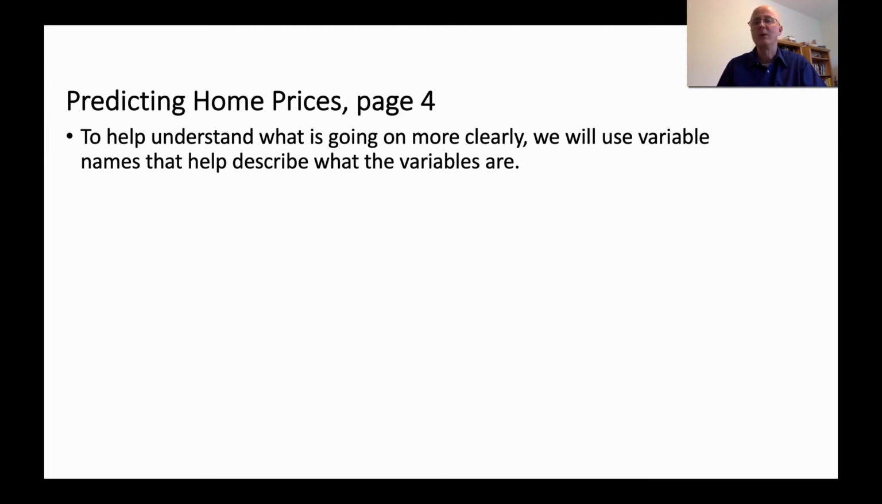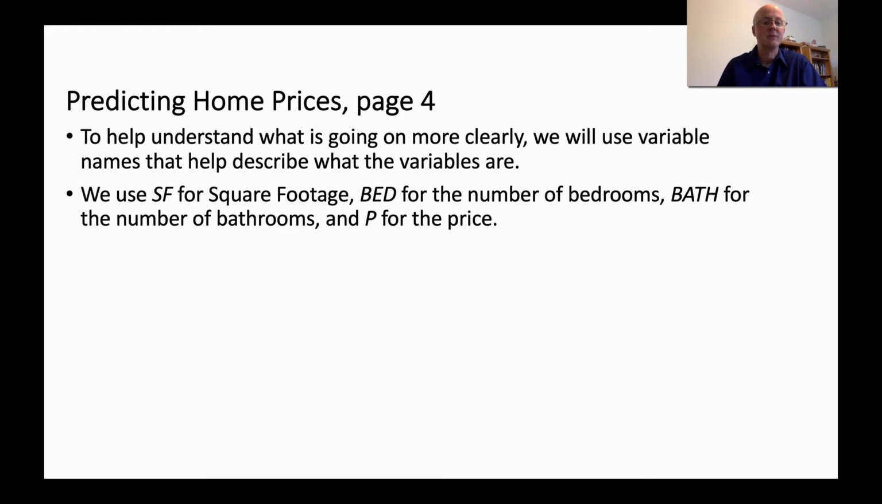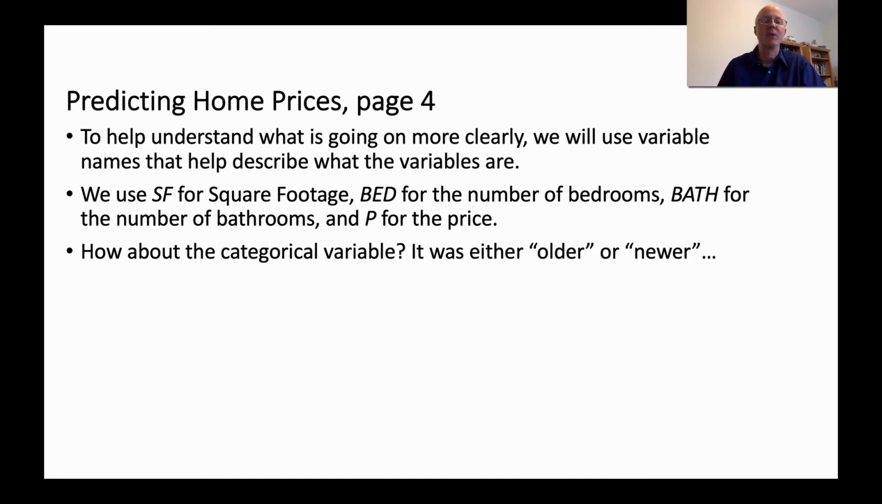To help understand what's going on more clearly, we're going to use variable names that help describe what the variables are. Otherwise, it's too easy to forget what the variables mean unless you give them descriptive names. So I'm going to use SF for square footage, bed for the number of bedrooms, bath for the number of bathrooms, and P for the price. And that really, again, is the asking price.